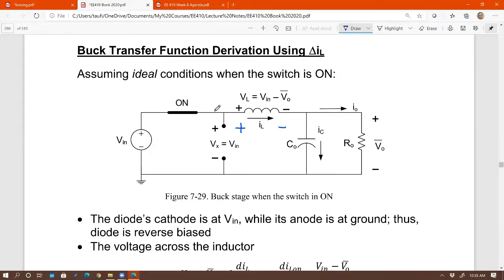Okay, so then again, when the switch is on, you can see that this portion of the inductor is connected to the source, and this is connected to the load. So what is the voltage across the inductor? Simply V in, this node, minus this node right there. What is this node equal to? That's V in with respect to ground. What is that node right there equal to? That's V out with respect to ground. So the voltage across the inductor when the switch is on is V in minus V out. Any question on that one?